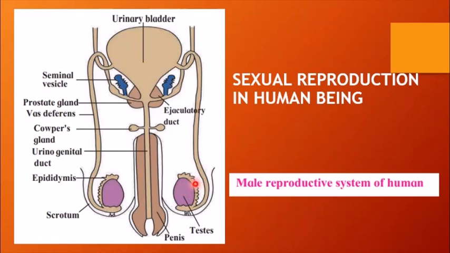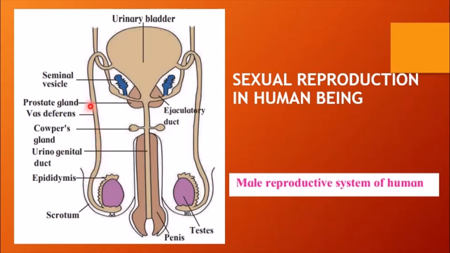The sperms are produced in the testes, in the seminiferous tubule. Then they are sent to the epididymis for storage. In the epididymis they are stored, and here is one line called the vasa efferentia. From the vasa efferentia they are then sent forward. From here, the sperms are sent forward through the vas deferens.